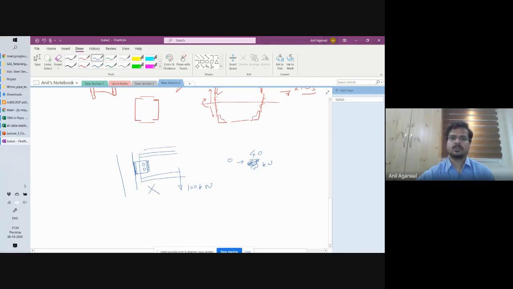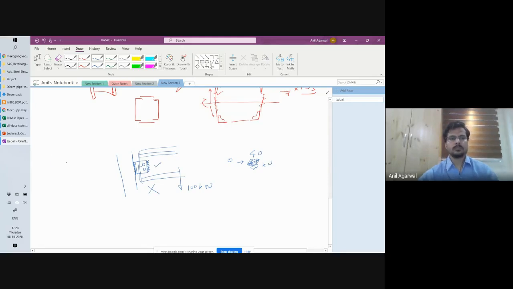Whatever force transfer has to be done from this member to this member, that entire force transfer either has to be done through welding or has to be done by bolting. So the bolts should be able to resist the entire load by themselves, or the welding should be able to resist the entire load by itself. The reason is that both of them will not reach their full capacity at the same time.